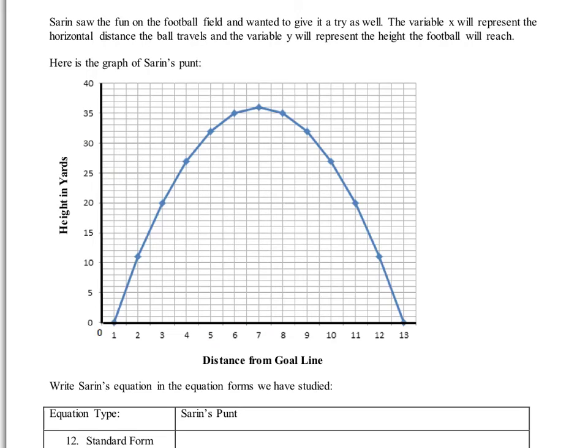And a couple things to note. I can see that my vertex is at (7, 36). This is my vertex. And I also can see that my x-intercepts are at 1, and I have an x-intercept at 13. So I'm being asked to find standard form, factored form, and vertex form. And I think the easiest way to do this is find vertex form or factored form first. So let's start with vertex form.